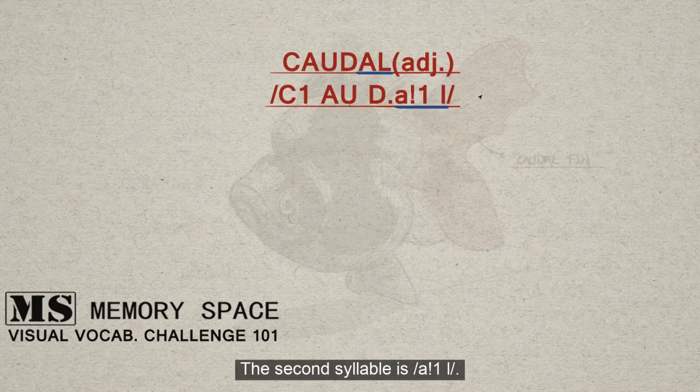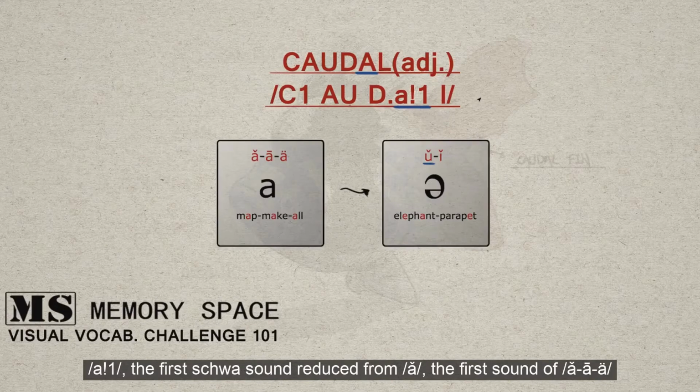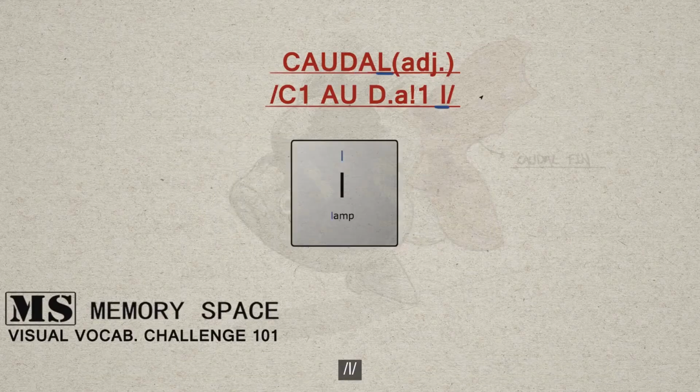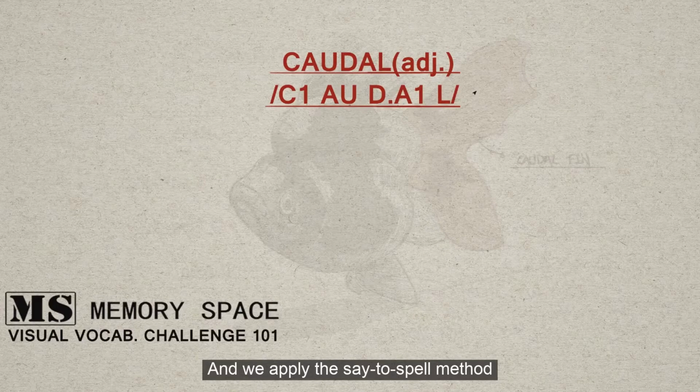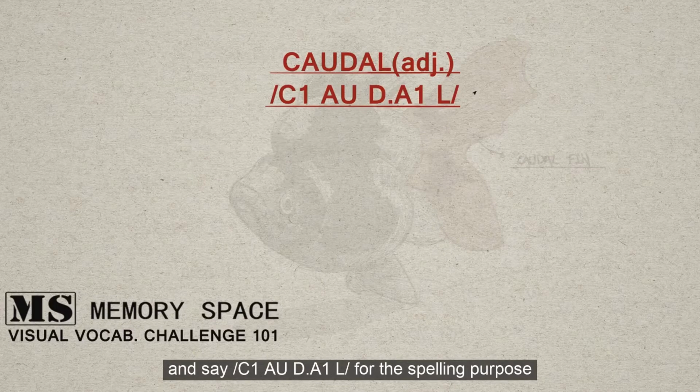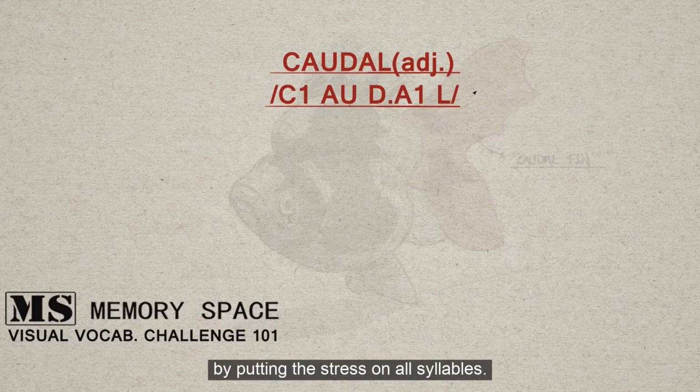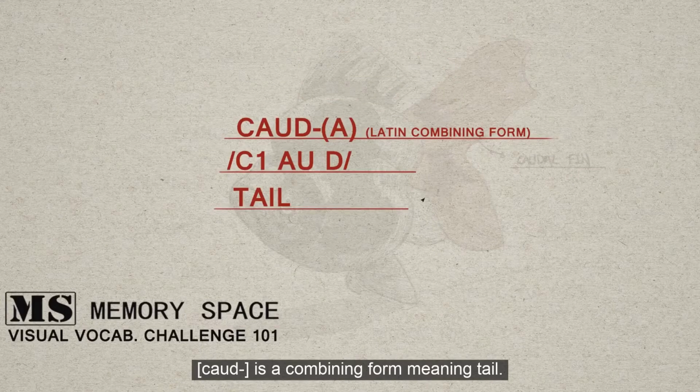The second syllable is O. The first schwa sound reduced from a. The first sound of a-a-r. O. And we apply the say to spell method and say caudal for the spelling purpose by putting the stress on all syllables. Caud is a combining form meaning tail.